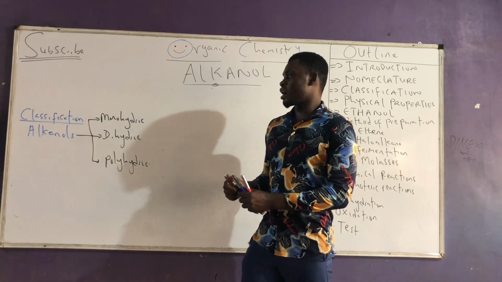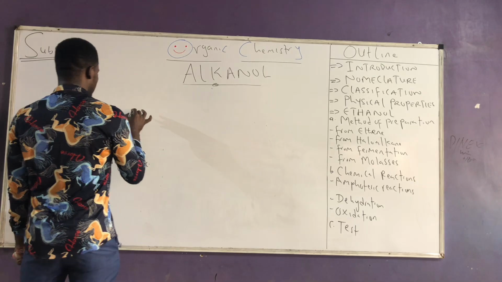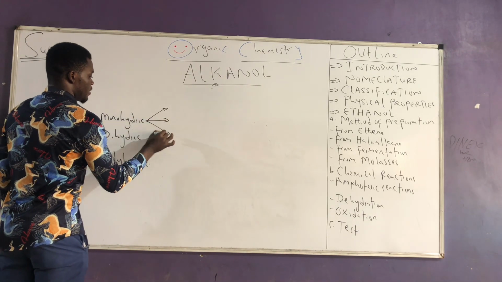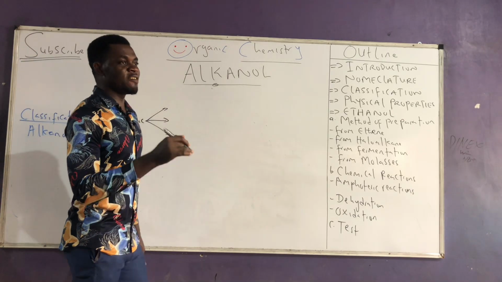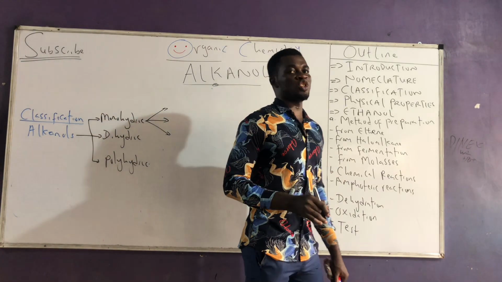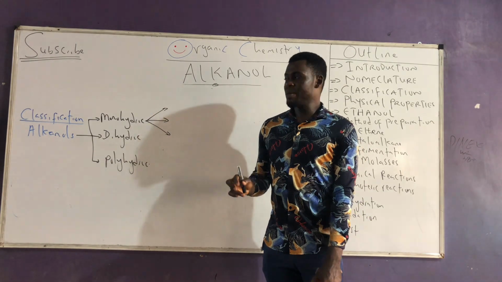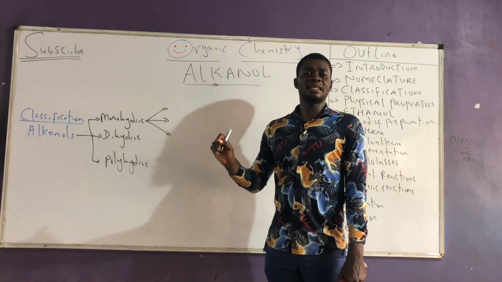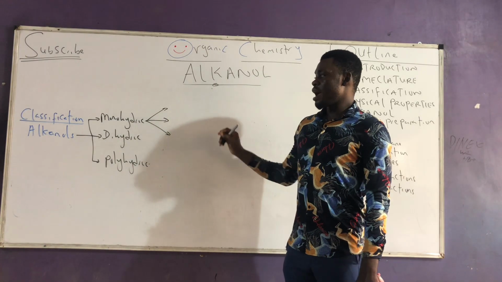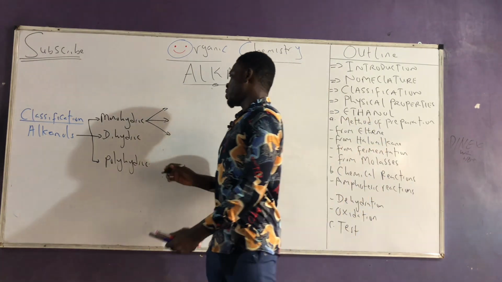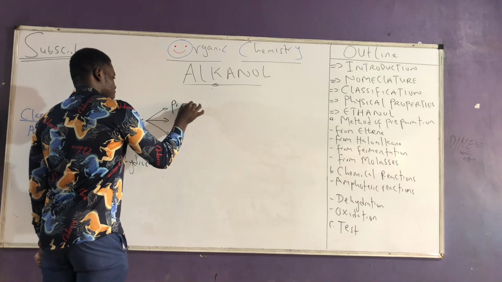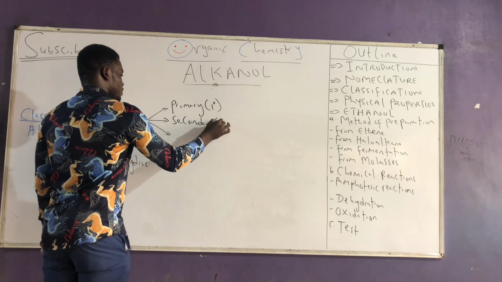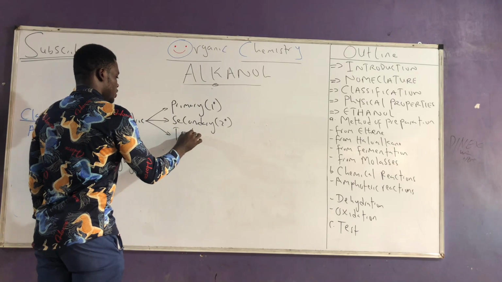Now, our monohydric alkanols can be further divided into three, based on the relative position of the OH group. What do I mean? Based on the number of alkyl groups that are directly attached to the carbon that has the OH group, we can classify monohydric alkanols into three. We can have primary alkanols, we can have secondary alkanols, we can also have tertiary alkanols.